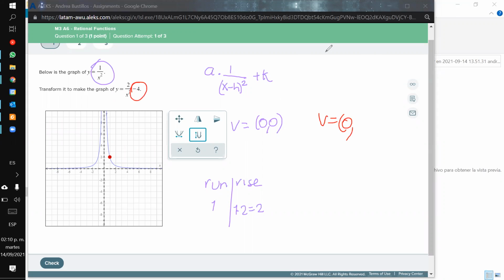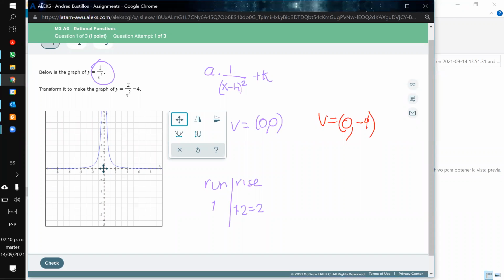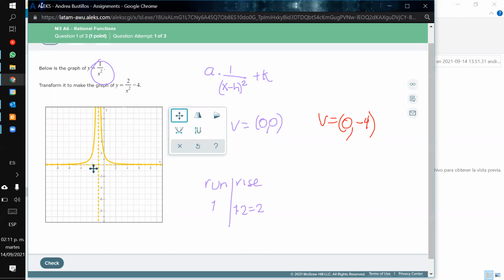And because I have an independent term of -4, that means that my y coordinate for the new vertex is going to be 0, -4. So that means I have to move everything to this new vertex. So this vertex is going to be moved to the point 0, -4. And that's it. We have applied the leading coefficient transformation and the moving vertex transformation.